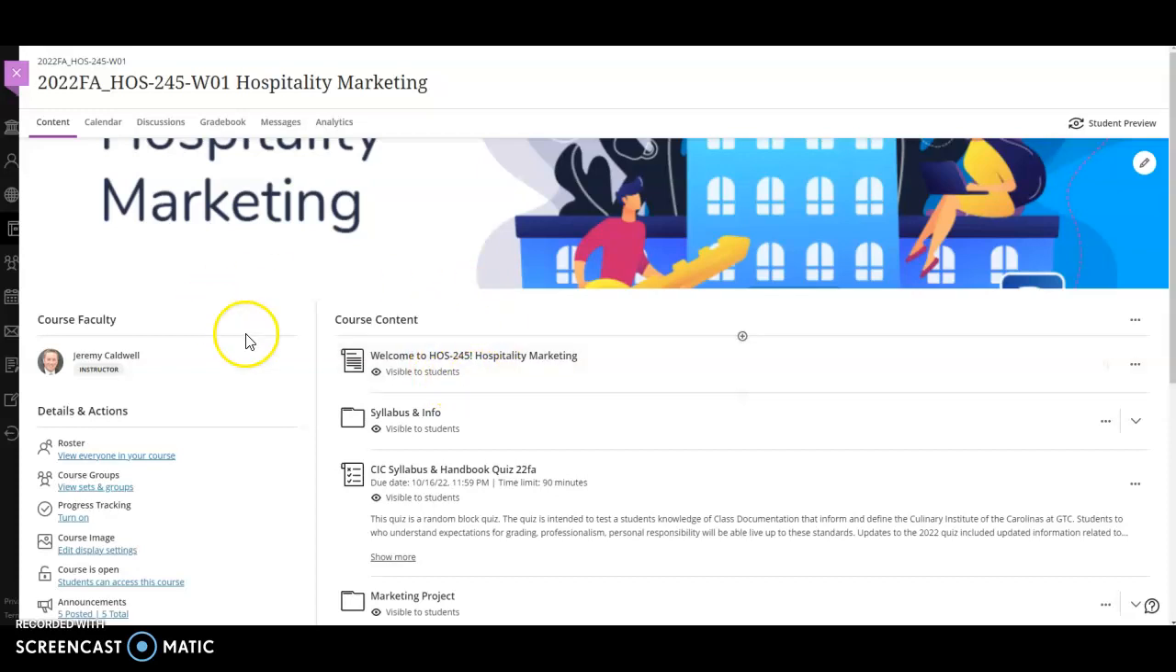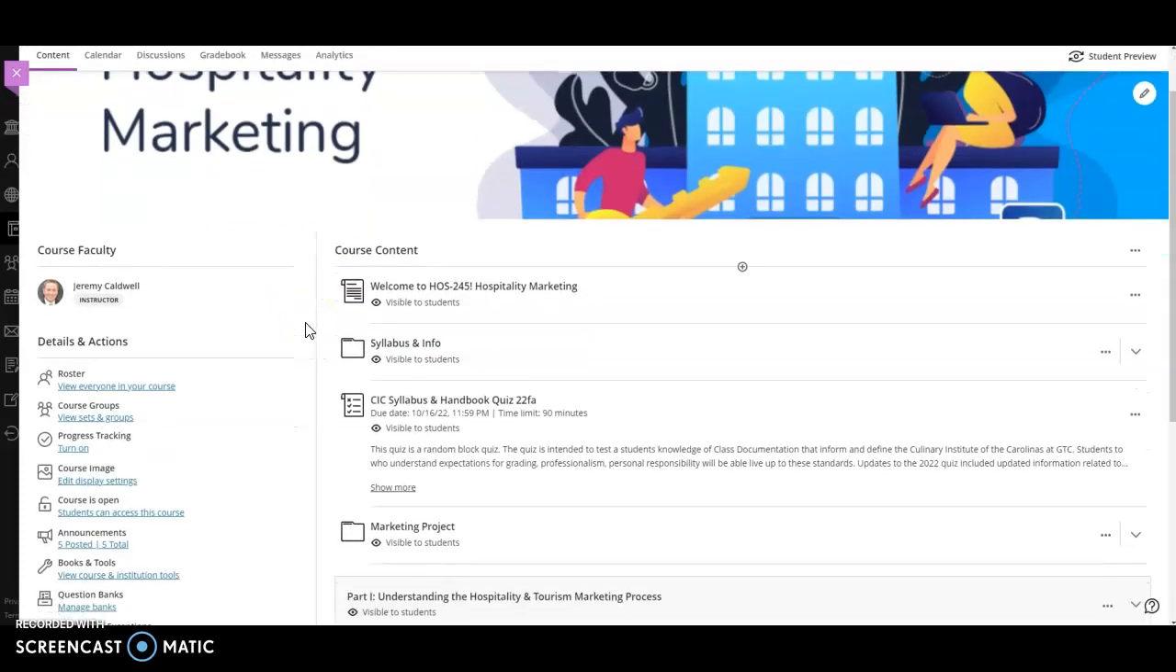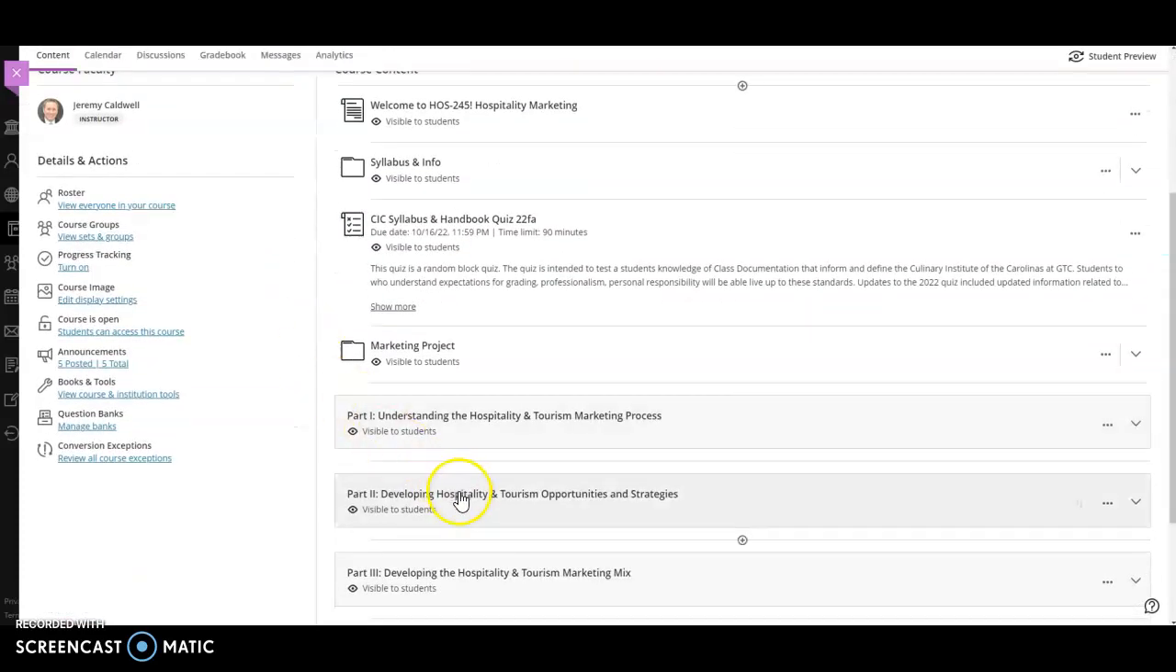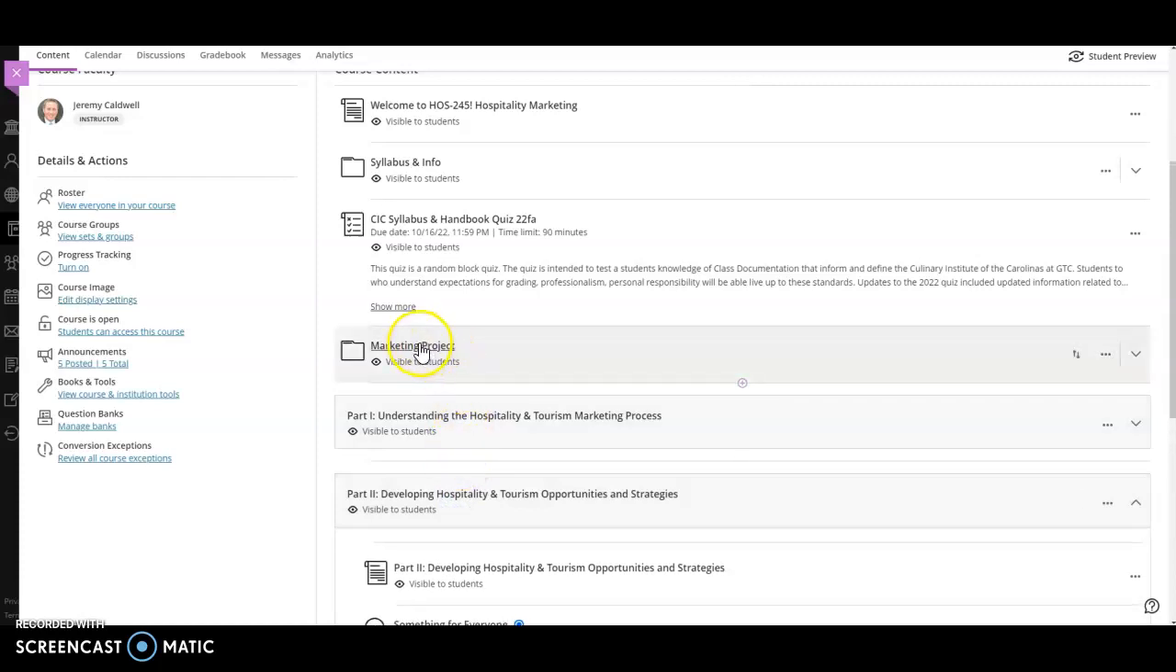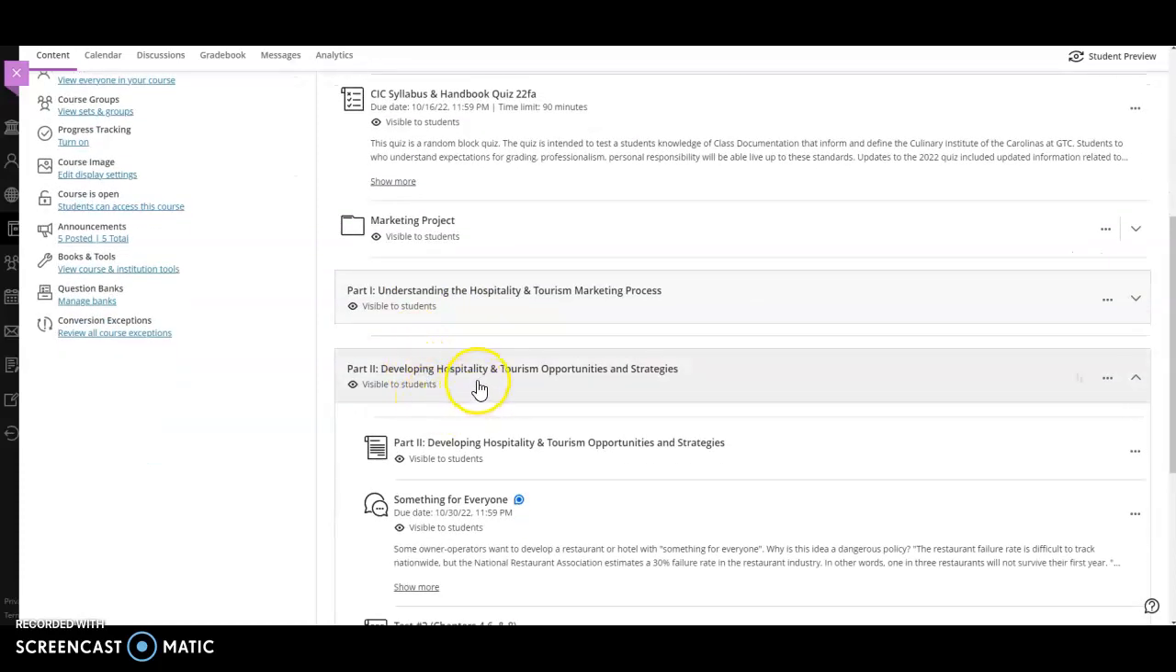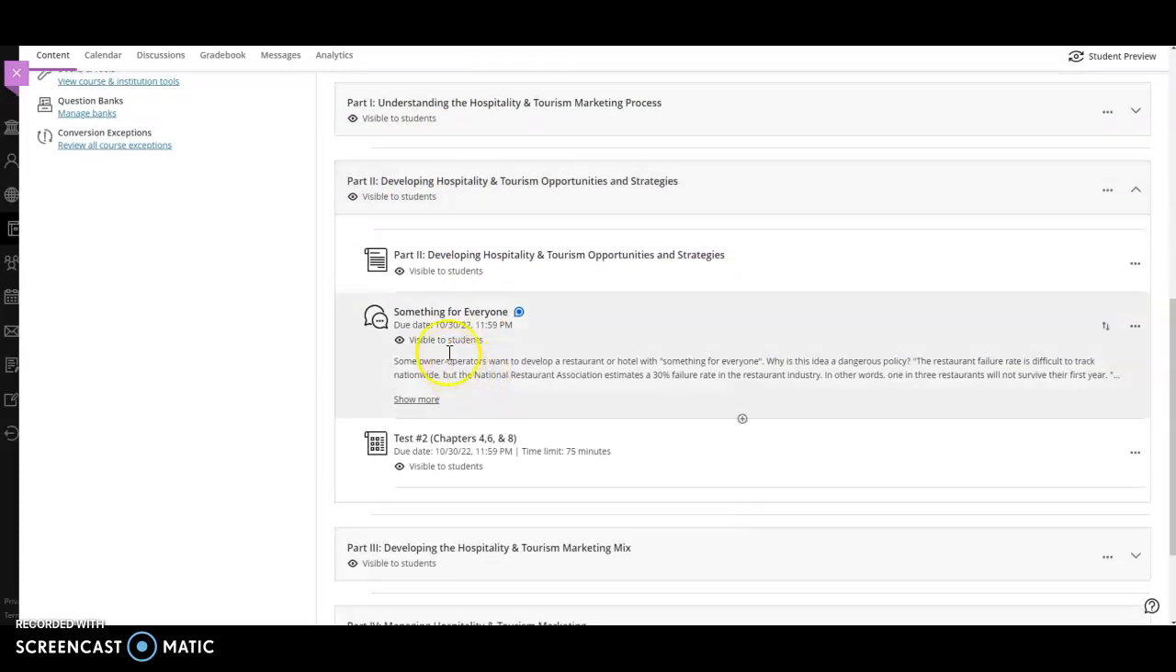As you see on the screen here, we've got the landing page. Today we're going to start in part two. Part two is developing hospitality and tourism opportunities and strategies. Okay, so if we dive right here into module number 2 or the part 2's folder, you see everything that we'll need for the chapter information here, our discussion board that's due for this week, and then the test number 2 opportunity that's due on the 30th.